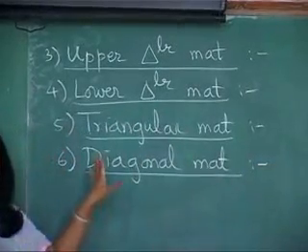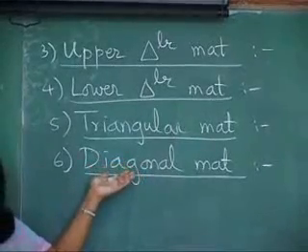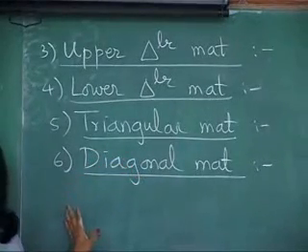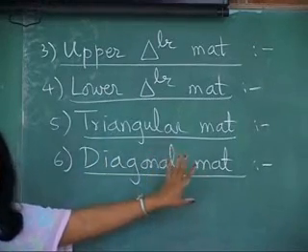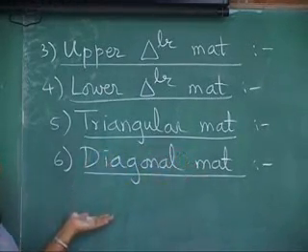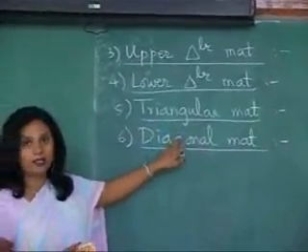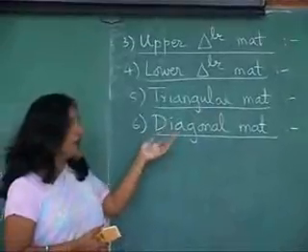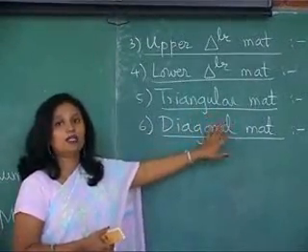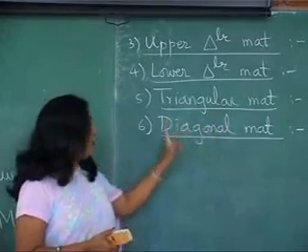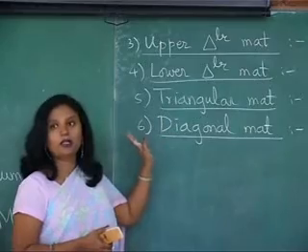Once again, we are talking about the square matrix because we can talk about the diagonal elements only in the context of a square matrix. So, a diagonal matrix is one in which, if at all there are non-zero elements, they will be only on the diagonal. And if I take any element below the diagonal or above the diagonal, it has to be necessarily zero. So, if at all this matrix has a non-zero element, you will find it along the diagonal.